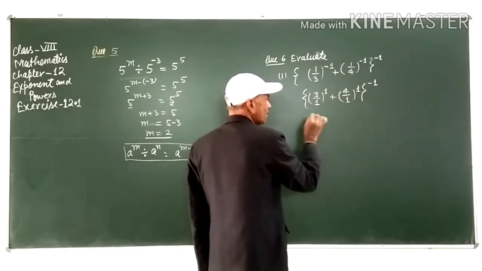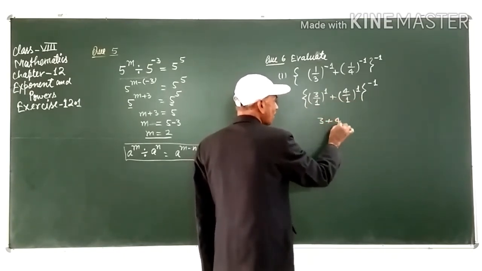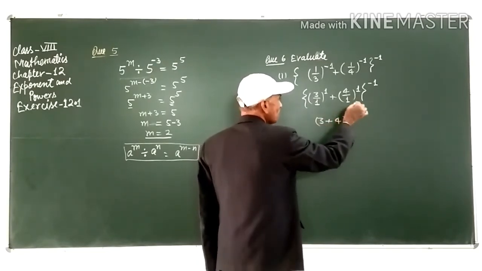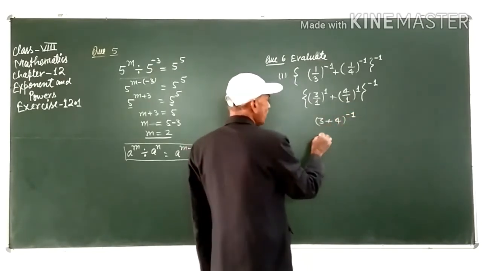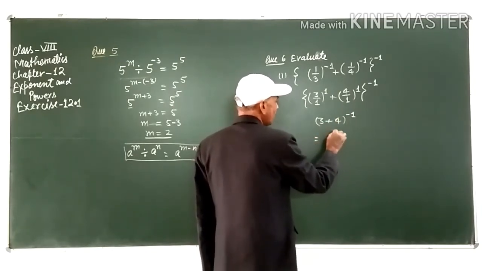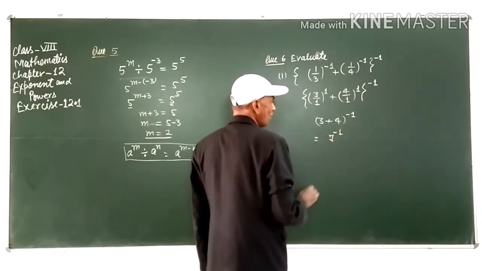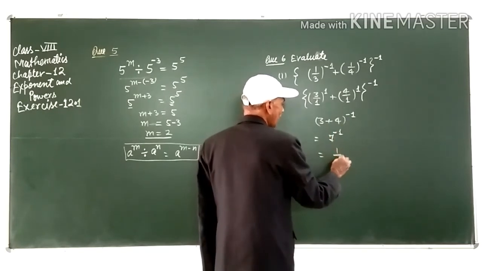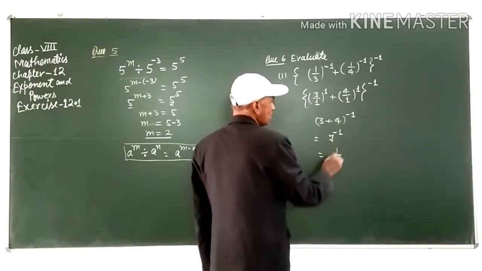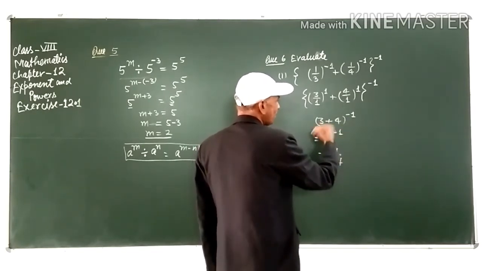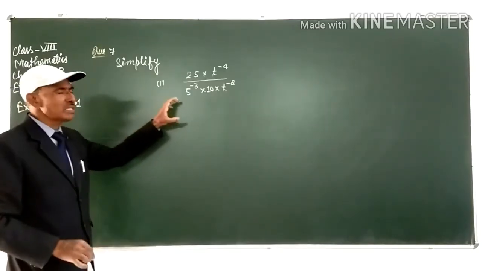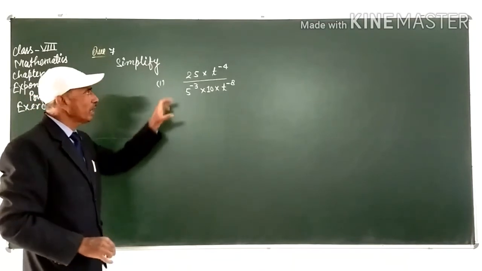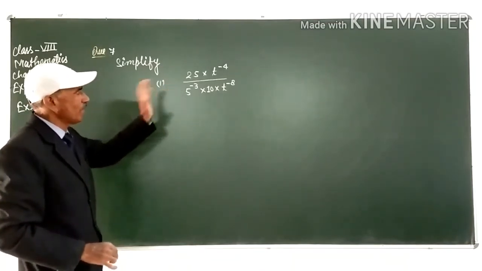So it will be 3 plus 4, raised to the power minus 1. So it will be 7 raised to the power minus 1, and it will be 1 upon 7. So the solution of this part of the question will be 1 upon 7. This is the first part of question number 7, students, and in this part you have to simplify this.